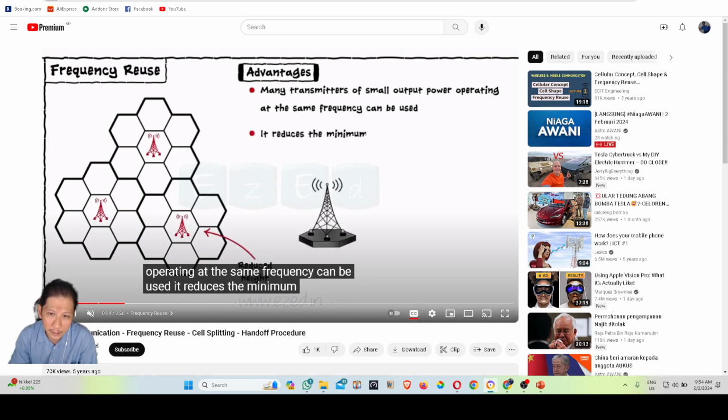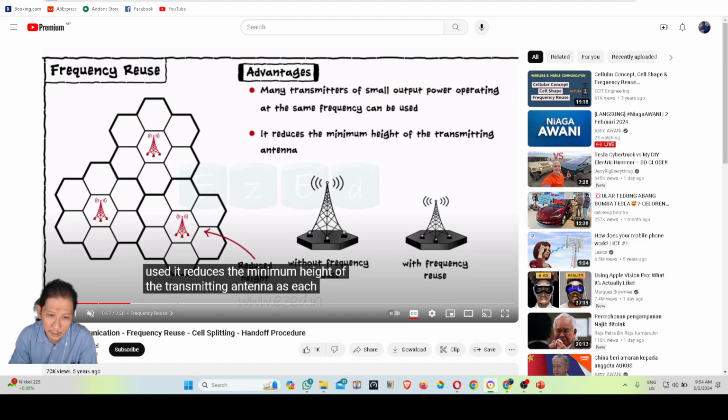And then it reduces the minimum height of the transmitter because if you look at the logic, the higher the tower, the higher the transmitting power. If the tower is very low, it is weak in transmitting the frequencies. But if you use this platform, you can reduce the antenna height. Okay, and then it does not topple easily. Okay, the advantage is that it is not easily knocked off.